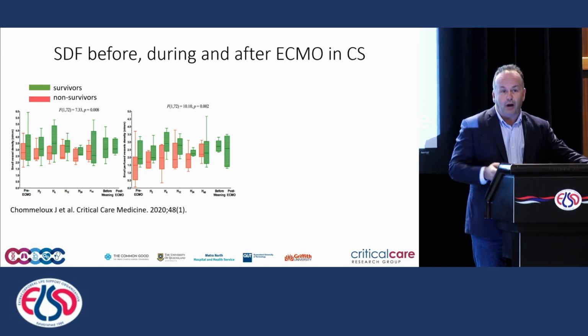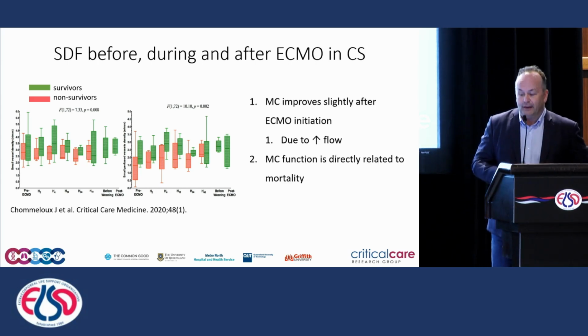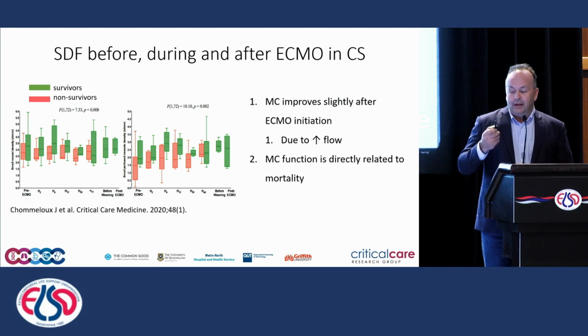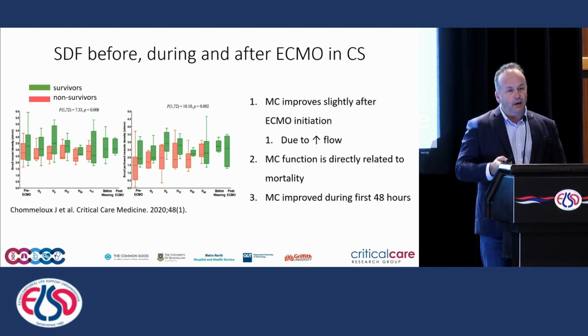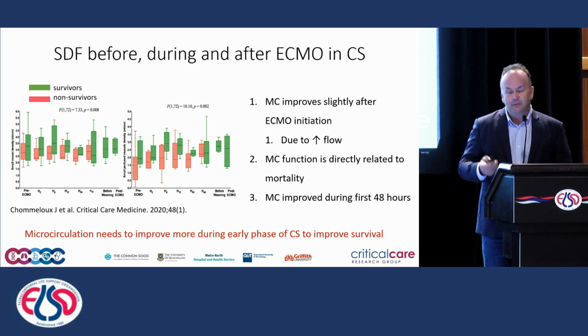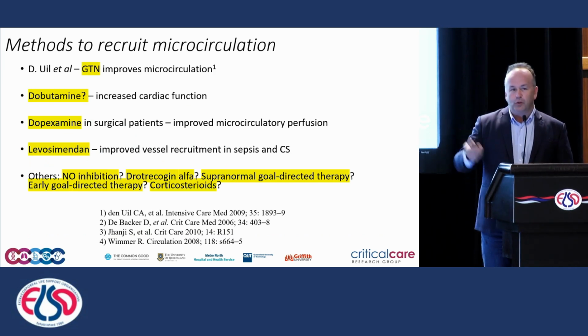That's probably part of the reason why we have to institute ECMO earlier in the cardiogenic shock field, because once the microcirculation has shut down, has thrombosed, the endothelium's damaged, then it's very, very difficult to resuscitate it. So these are the findings. Microcirculation improves, and it directly relates to mortality, and it has to be done really within the first 48 hours. We always talk about going in early. Why? It's because of the microcirculation. So there's many, many different methods people have talked about: inotropes, dobutamine, dopexamine, levosimendan, many, many.